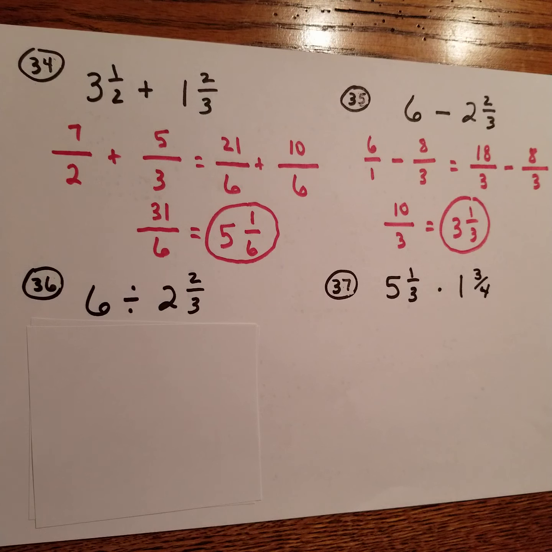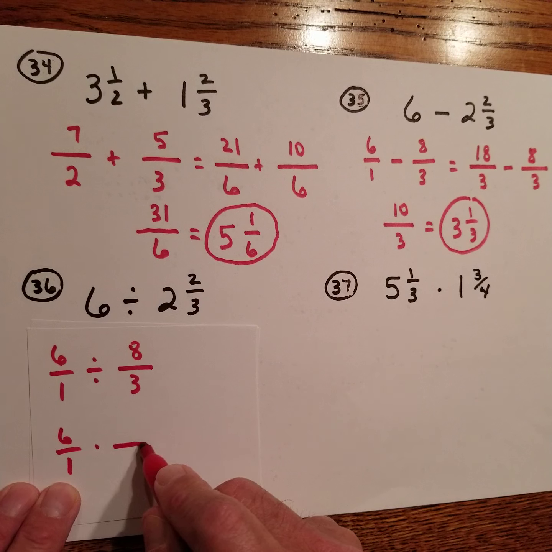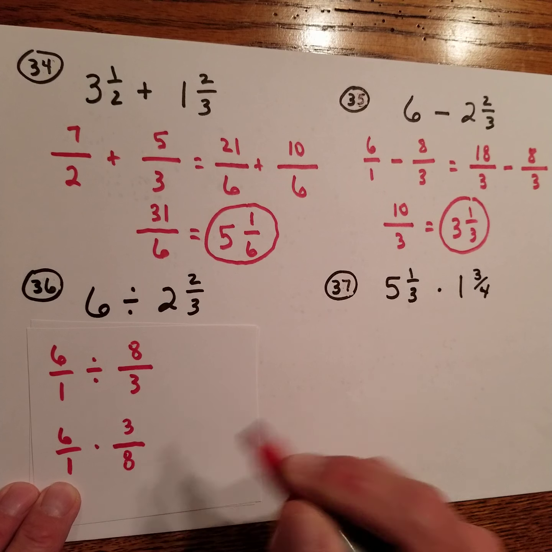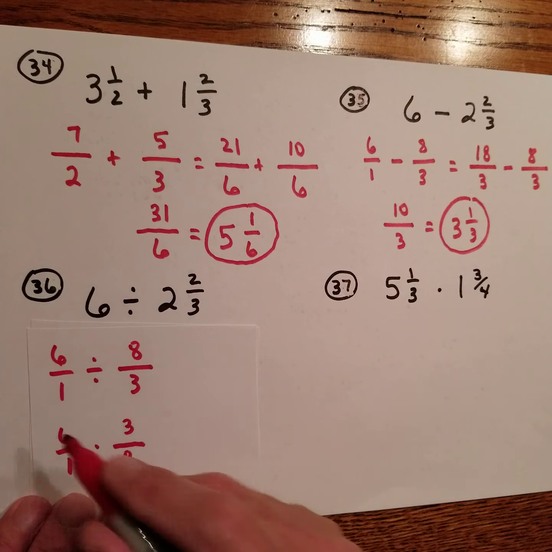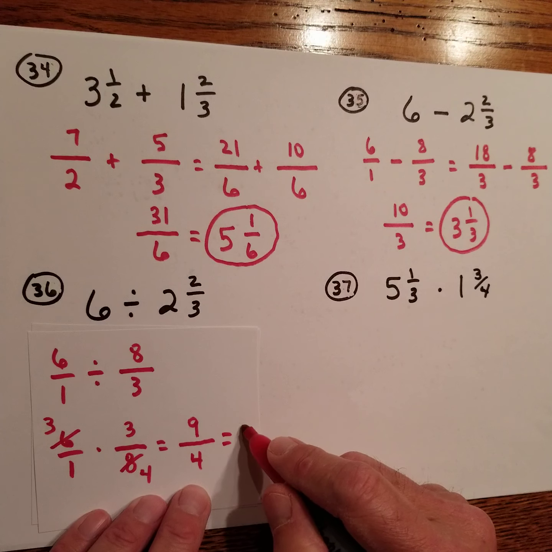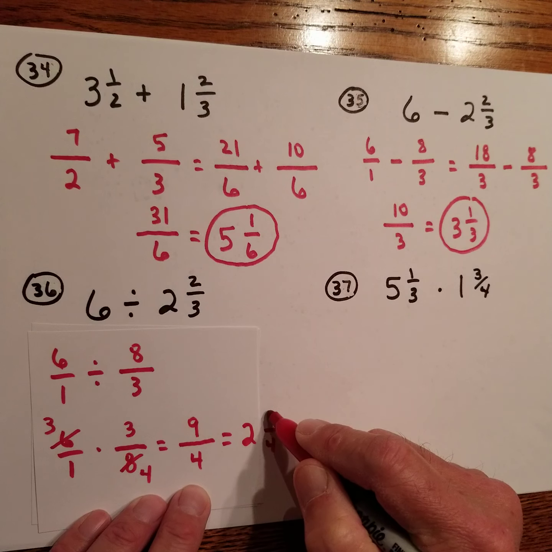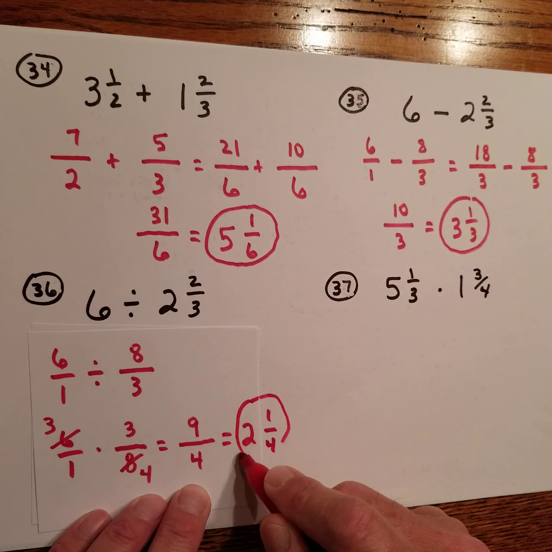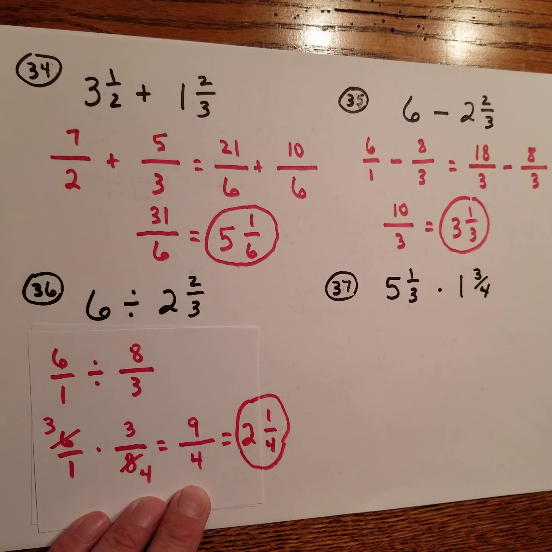All right, we're going to try 36 again. Write 6 as a fraction, 2 2/3 as an improper fraction. Then because it's division, we'll take the reciprocal. Now reduce. Divide by 2, divide by 2, multiply the numerators, multiply the denominators, and change 9/4 back into a mixed number. Now that looks better.